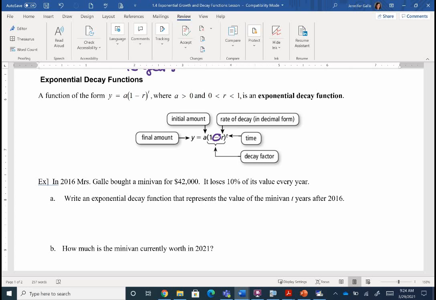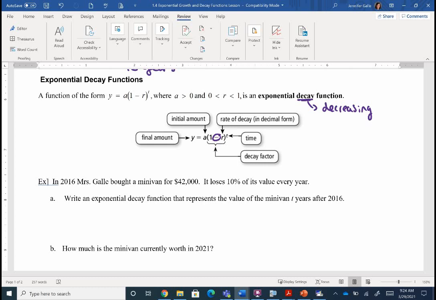So if you don't like decay, decay simply means we're decreasing. If something's decaying, it's decreasing, or it's losing. However you want to phrase that. So growth means we're growing, we're increasing, we're getting bigger. Decay means we're decreasing, we're getting smaller. However else you want to phrase that.